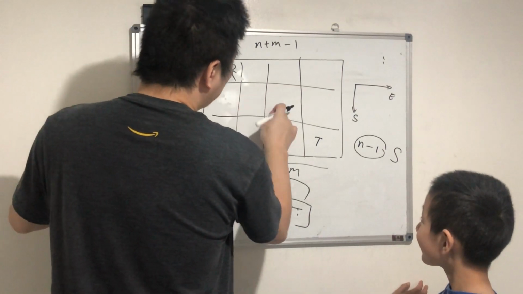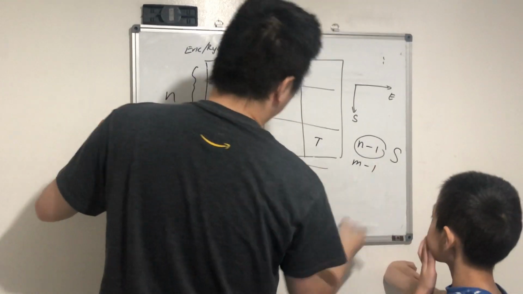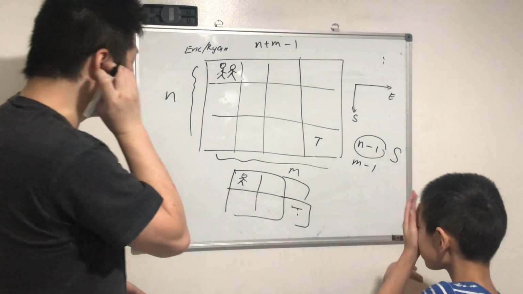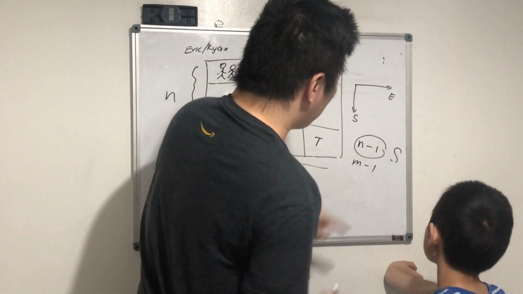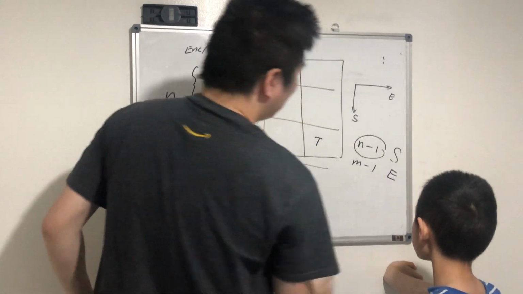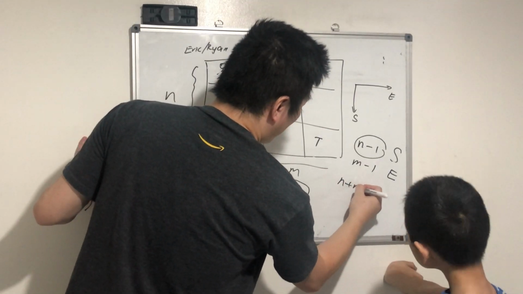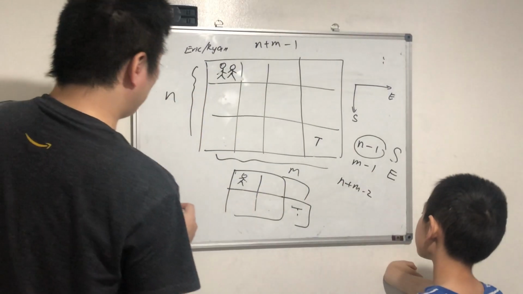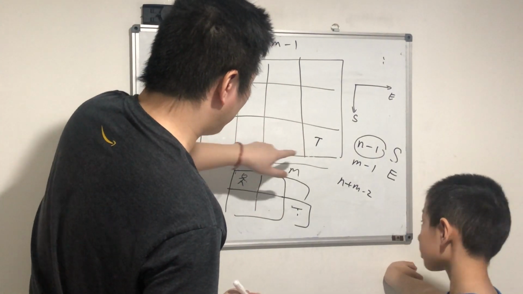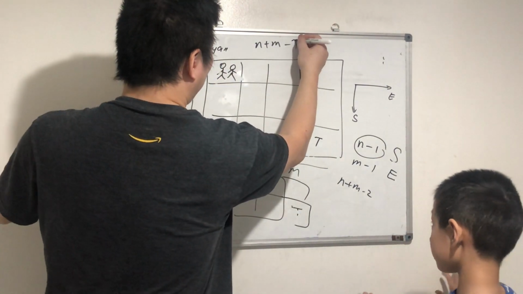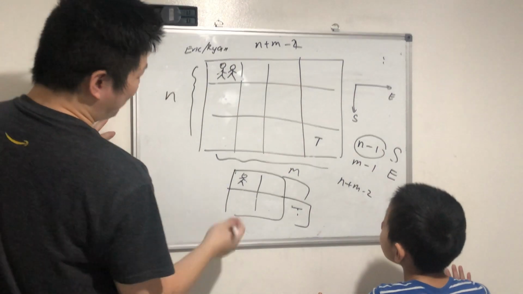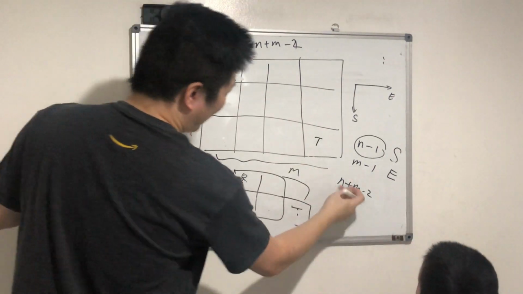Look, 1, 1, 2, 3. So m minus 1. Okay? So look, there are m minus 1 to the south, m minus 1 to the east. So altogether it is m plus m minus 2. So actually it's n plus m minus 2, 3 plus 4, 7 minus 2. So it's 5, right? 1, 2, 3, 4, 5. It's right. It's minus 2.